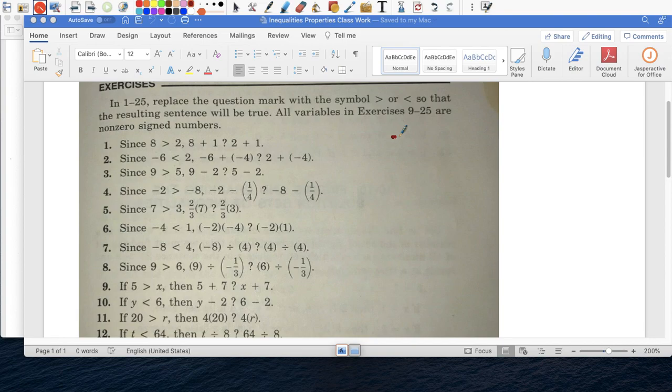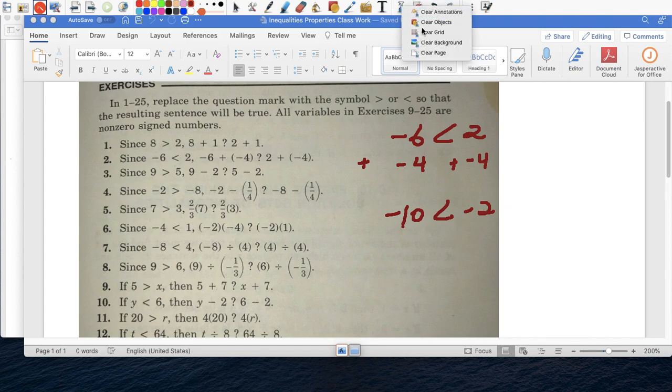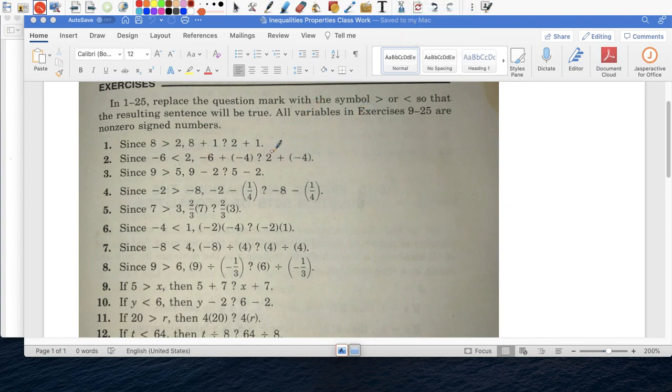So number 2. Here's your inequality: negative 6 is less than 2. And you're adding negative 4 to each side. So plus negative 4 on this side, plus negative 4 on this side. Negative 6 plus negative 4 is negative 10. 2 plus negative 4 is negative 2. Does the inequality still remain true? Yeah, because negative 10 is less than negative 2. So what sign do we put here? It's less than. Adding negative 4 to both sides is not going to change the original inequality that we have.